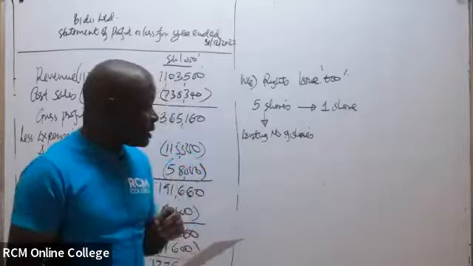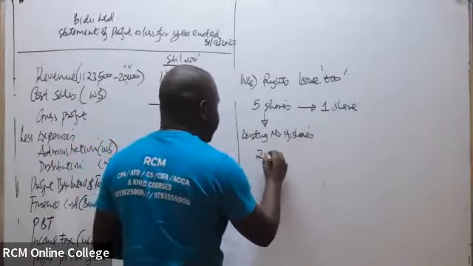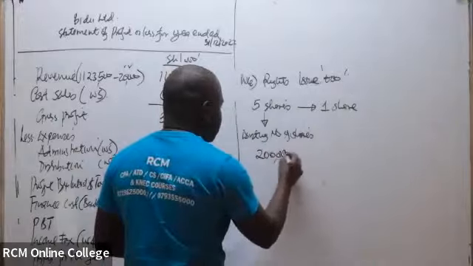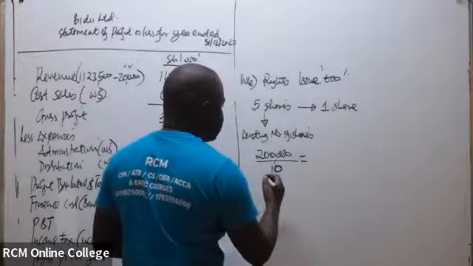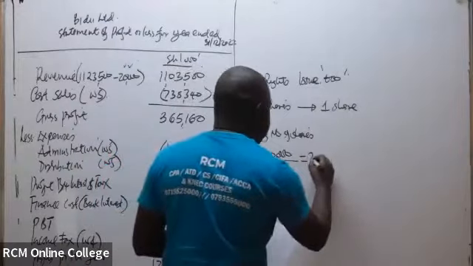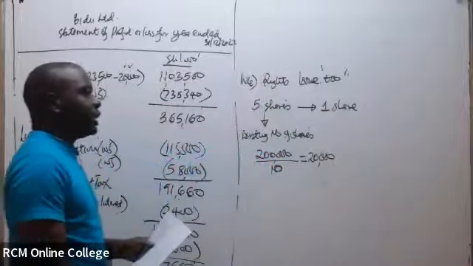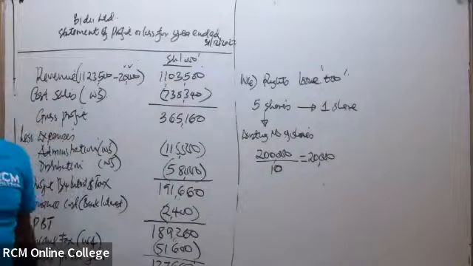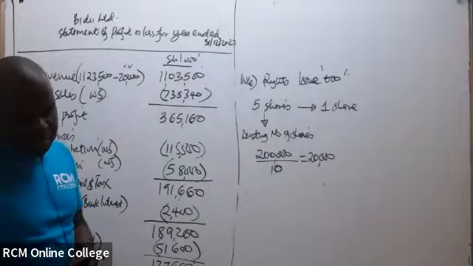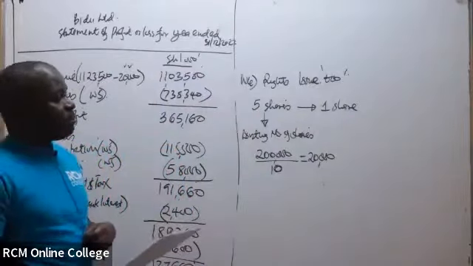Therefore, to know the current number of shares, we take the 200 million and divide by the price per share. And this will give us how much? 20 million shares. So that is what it ends up giving us.